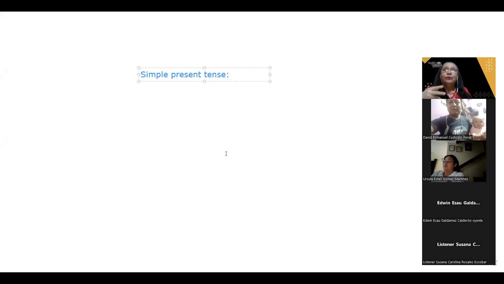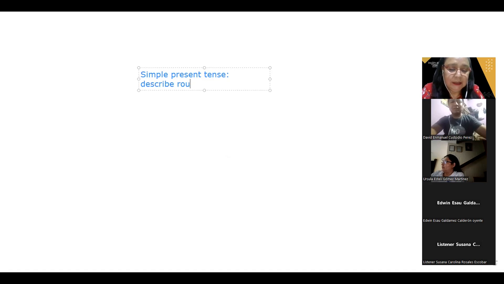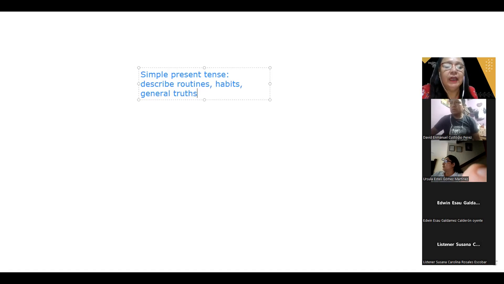We use the simple present tense to describe routines. Yes or no? To describe routines, what else? Habits. Another function of the simple present tense? General truths. Yeah? To describe routines, habits, and general truths. That is the purpose of the simple present tense.